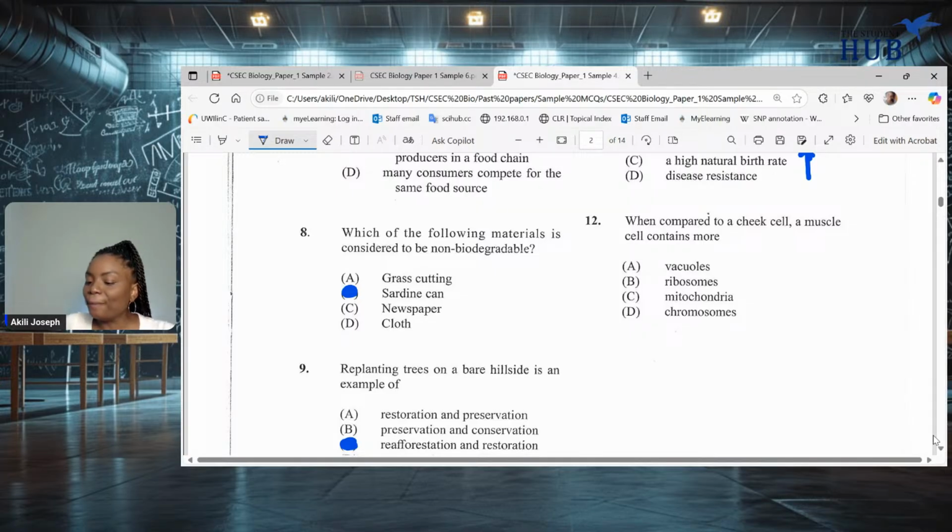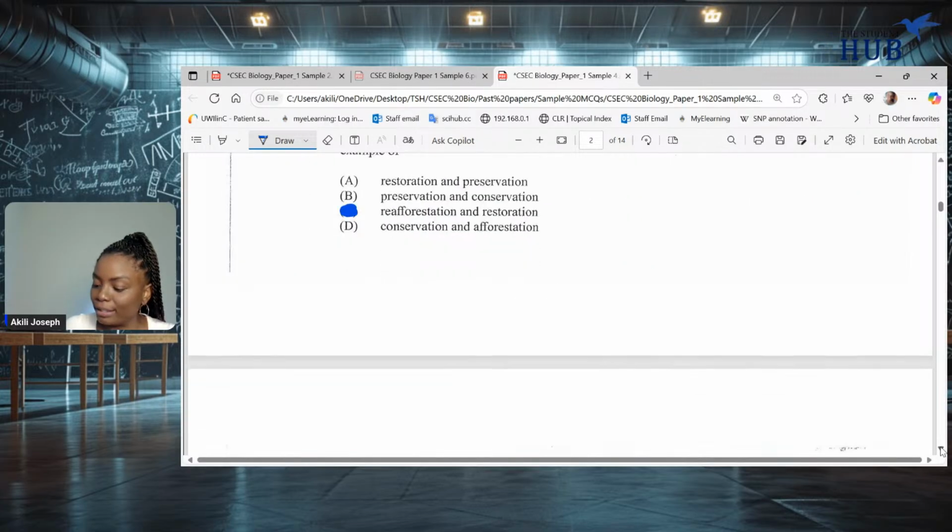So for 12, it's going to be C, mitochondria. Your muscle cell is going to be a lot more metabolic than your cheek cell. It's going to need a larger amount of ATP. So it's therefore going to need the organelle responsible for that process, more of those, right? Larger and more numerous mitochondria.